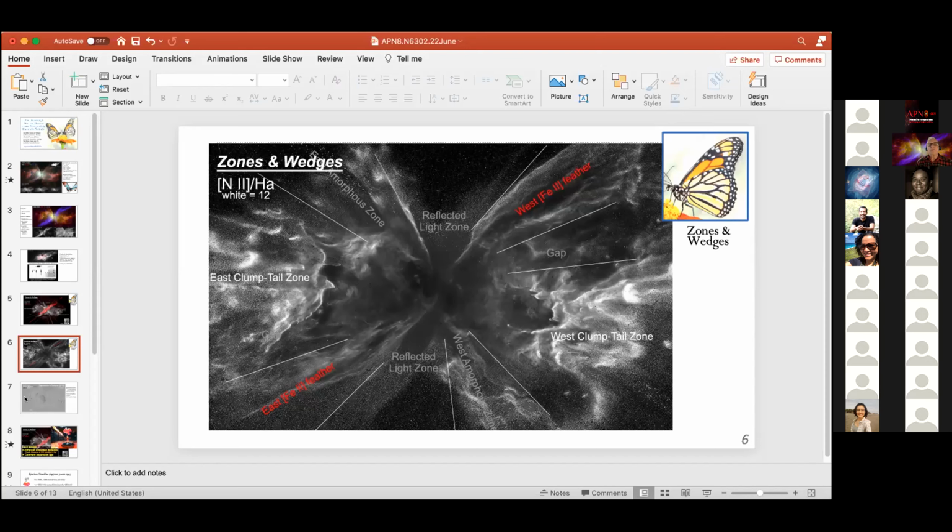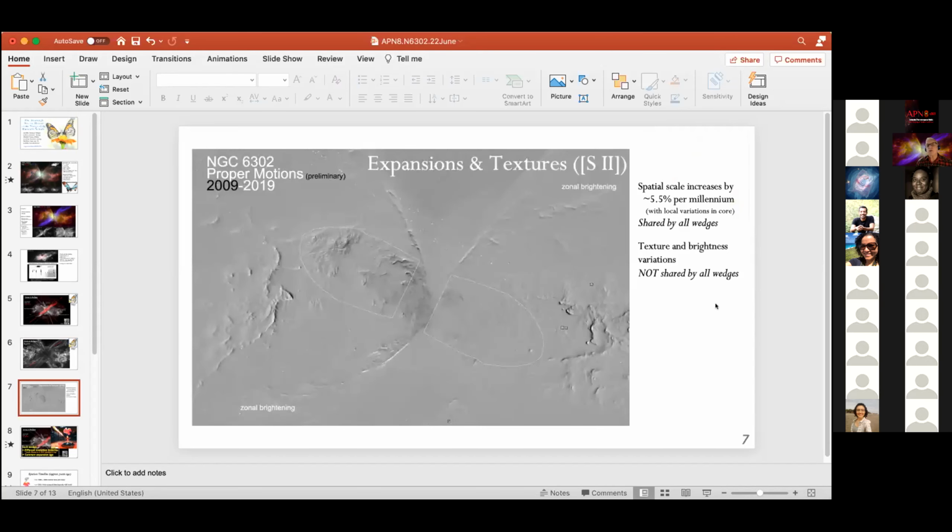Now that takes us to the proper motion studies, which are just getting underway. An undergraduate and I are just beginning to do this in careful detail. But in the sulfur 2 to H alpha, the sulfur 2 proper motion study, this is a difference image that Joel made. The expansion rate is about 5.5% per millennium. So that's 1,800 years.